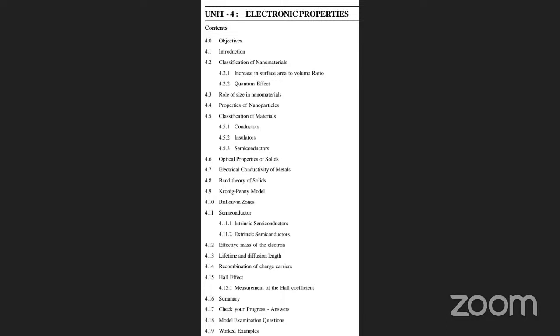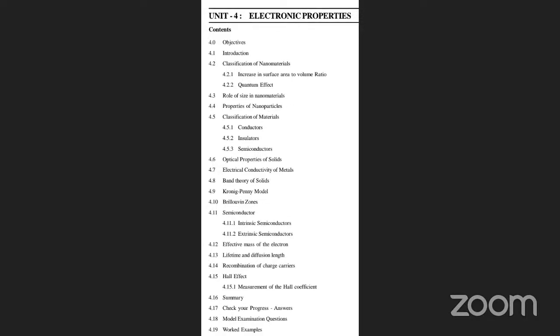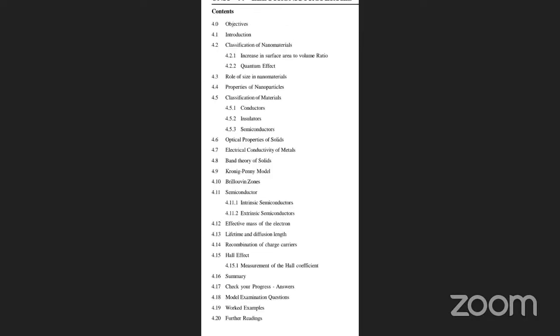Examples: hydrogen atom 0.1 nanometer, red blood cell 500 nanometer, carbon atom 0.1 nanometer, protein 4 nanometer to 40 nanometer, and water molecule 0.3 nanometer.